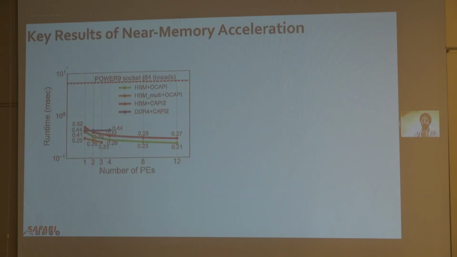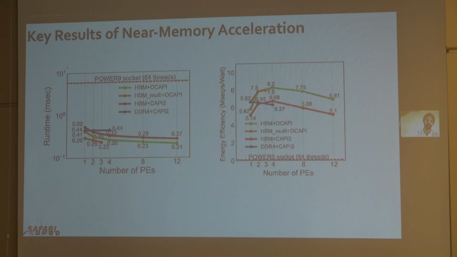So in our contribution, we also include the scalability analysis. If you see over here, we have the performance results for runtime for a different number of processing elements on the x-axis. And we have different configurations using HBM, using the OpenCAPI interface, using multiple channels or a single channel, or using DDR4 technology. And we also do a comparison for energy efficiency similarly.